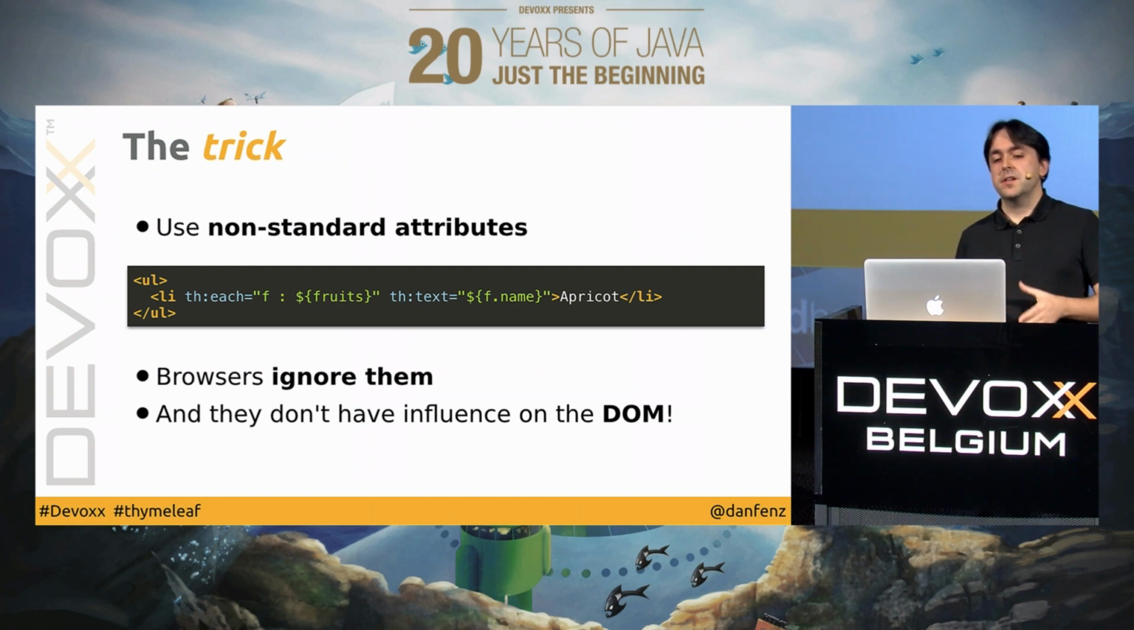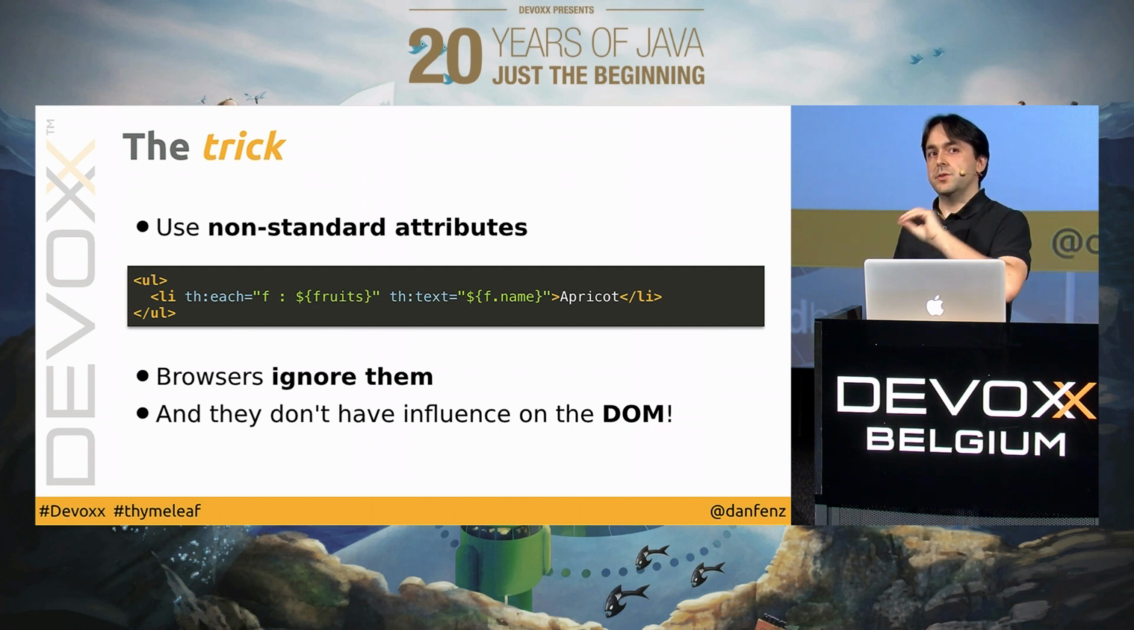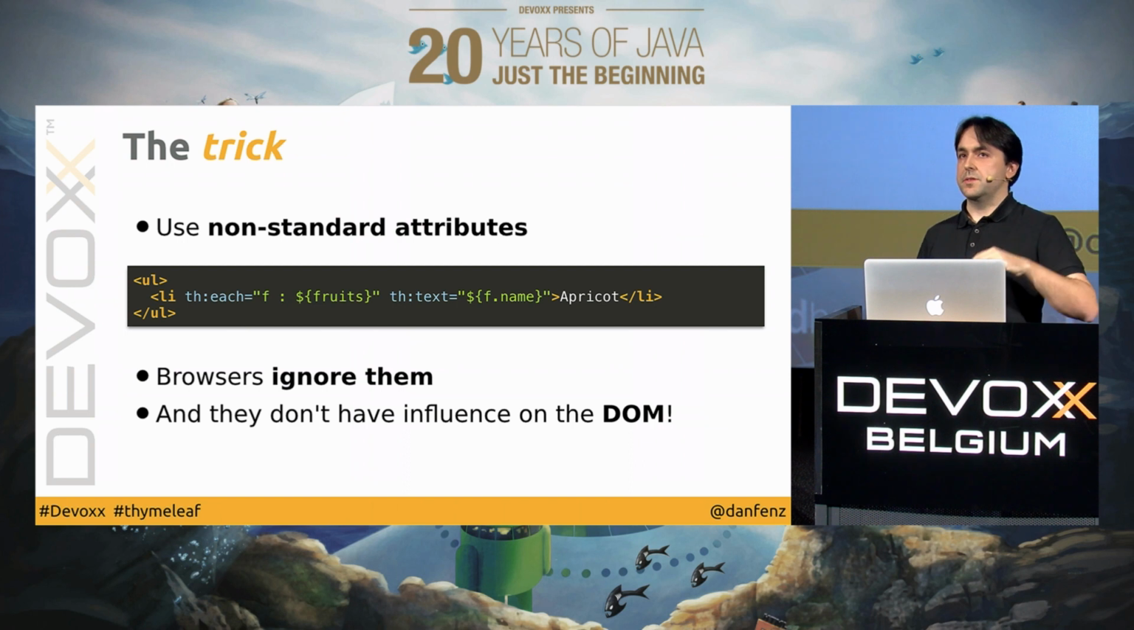Okay, non-standard attributes are those attributes that do not come in the HTML specifications and have the characteristic that browsers ignore them completely. If they are there, browsers will act as if they weren't. So we can use them from a Thymeleaf perspective, in order to inject in our templates the logic that we need our templates to have in a very harmless way.